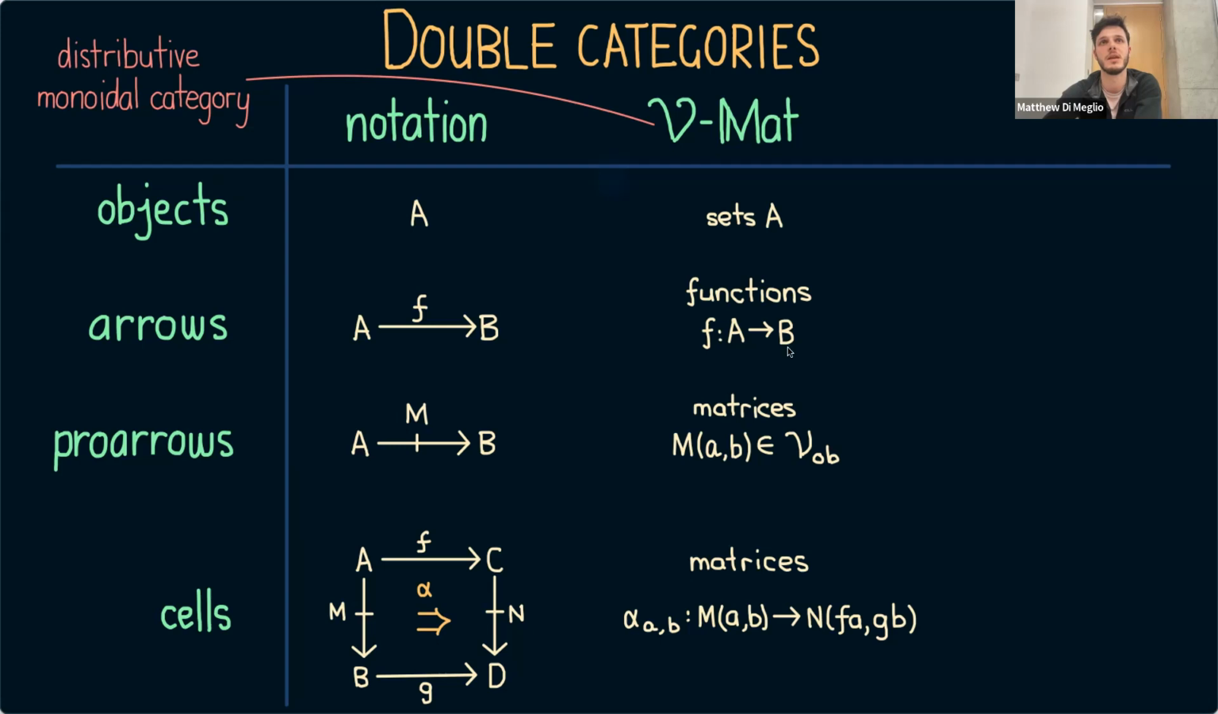And the distributivity is needed, I'm pretty sure, in order to guarantee that we have the associativity up to isomorphism. So these are the pro arrows, and then the cells are these matrices of morphisms, these sort of equivariant morphisms. So if I have a matrix M from A to B and a matrix N from C to D, and then I have functions from A to C and B to D, then this cell alpha has components.